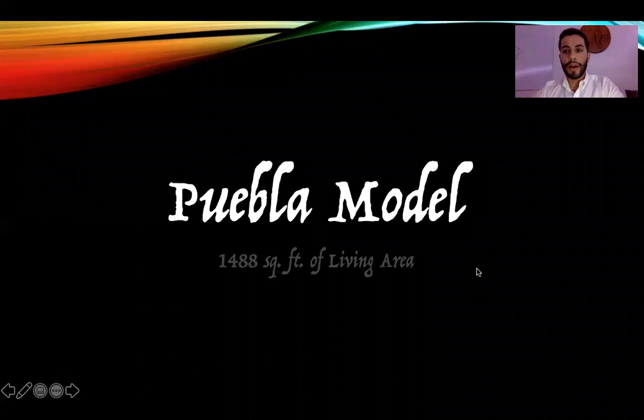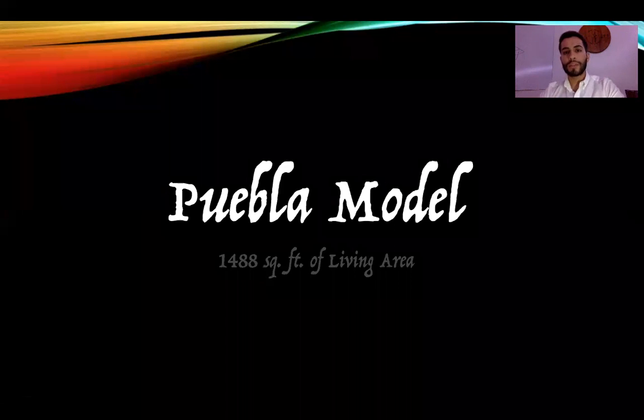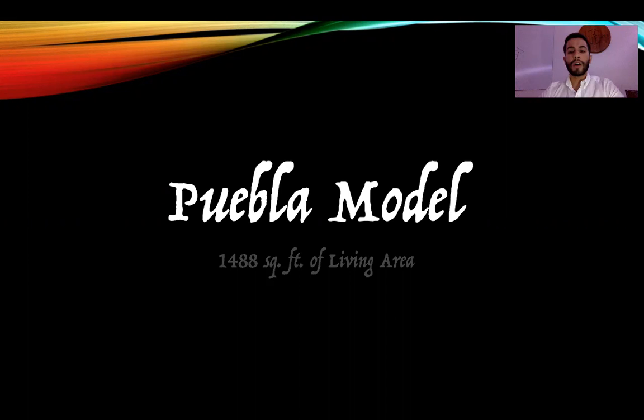So for this assignment, I decided to use the Pueblo Model. This is a home that has been under construction for over the last 20 years. And so this home has slowly been evolving in its structural and energy capacity. As you can see, it's about 1,488 square feet, so it's a fairly average sized home for Rio Rico, Arizona. And because it's quite popular, it's worth investing more research and trying to understand how to make this home more energy efficient and sustainable.